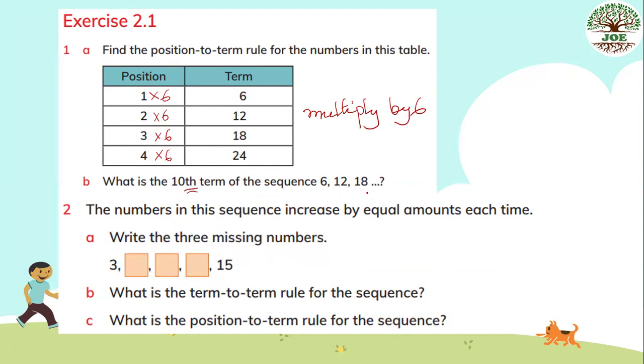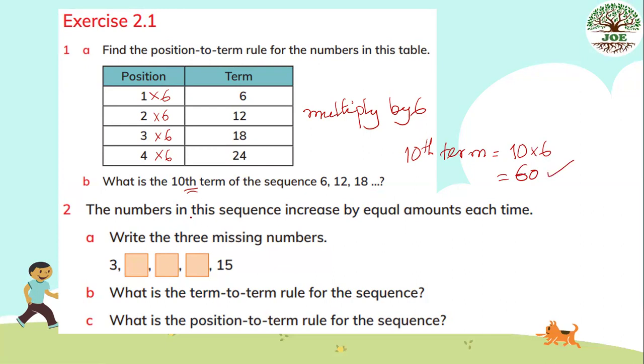Okay, what is the 10th term of the sequence? 6, 12, 18. So our 10th term is position 10 times 6. So 60 is our 10th term. This is the answer for part B.